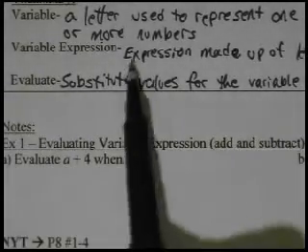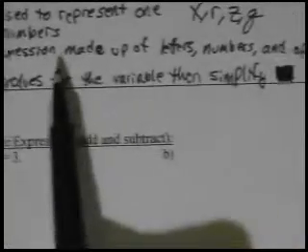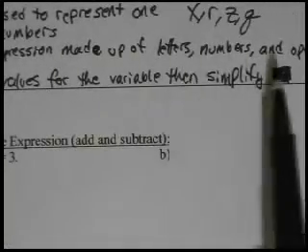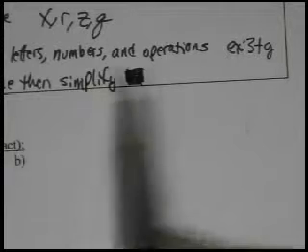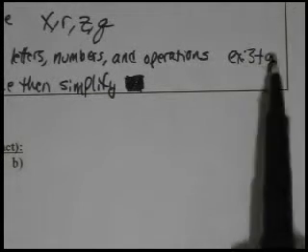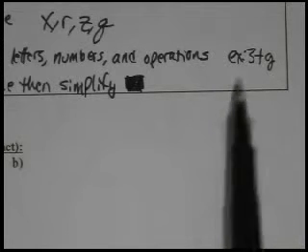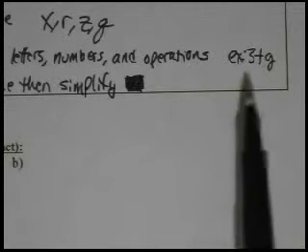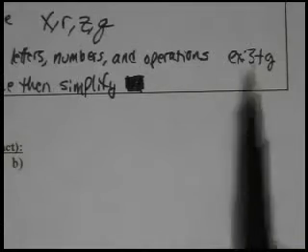Secondly, a variable expression. A variable expression is an expression made up of letters, numbers, and operations. And I have an example here. For example, 3 plus G. Notice there's no equal sign in there. Just letters, numbers, and operations like add, subtract, multiply, or divide.